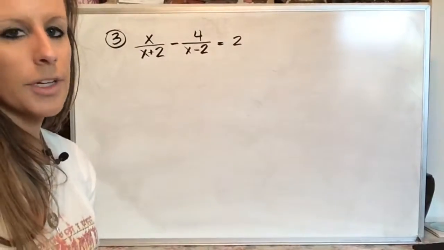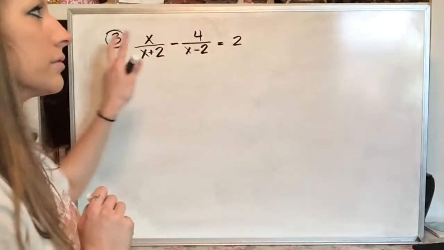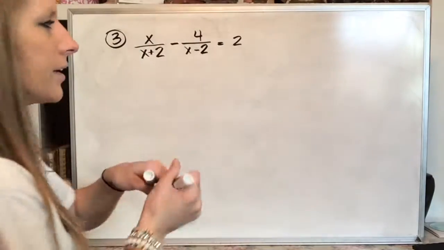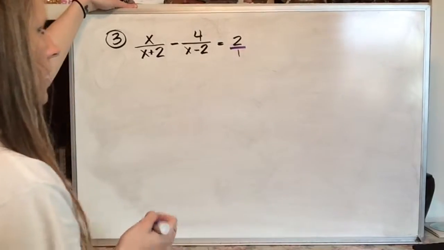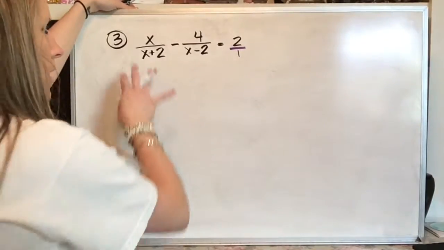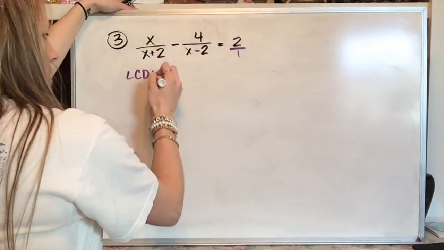All right, last problem on your notes. All of these fractions are simplified. Make sure that whole number is over 1, okay? But it is simplified. You can't break it down anymore. So let's go ahead and find our least common denominator.